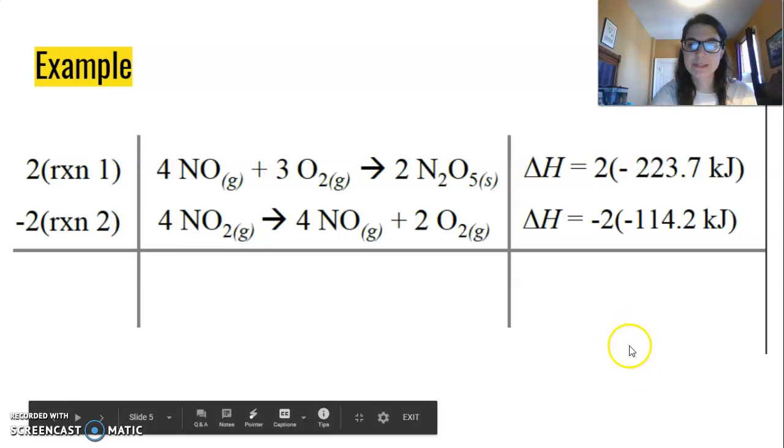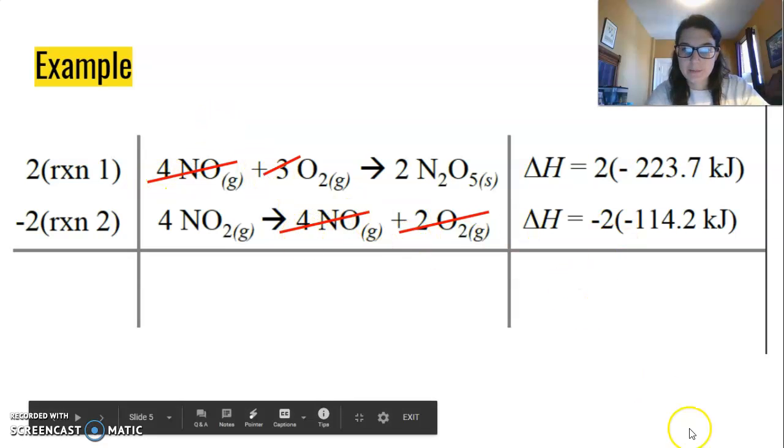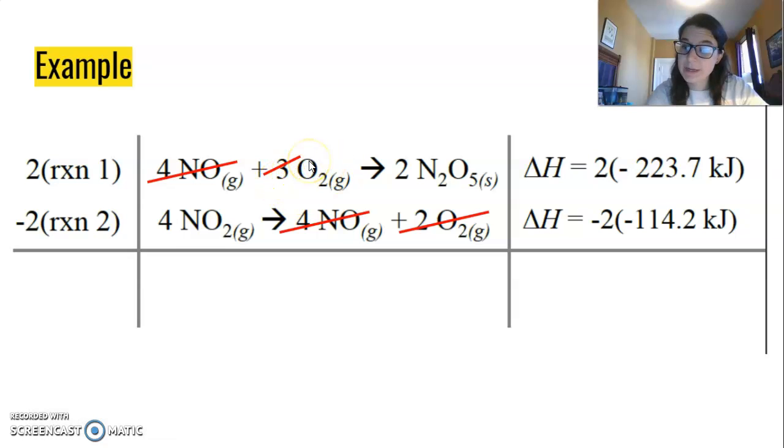So now I can see what's going to cancel out, and will it give me my final equation? These are all going to end up canceling out. What you will notice is that the coefficient for O2 is going to go from 3 to 1.